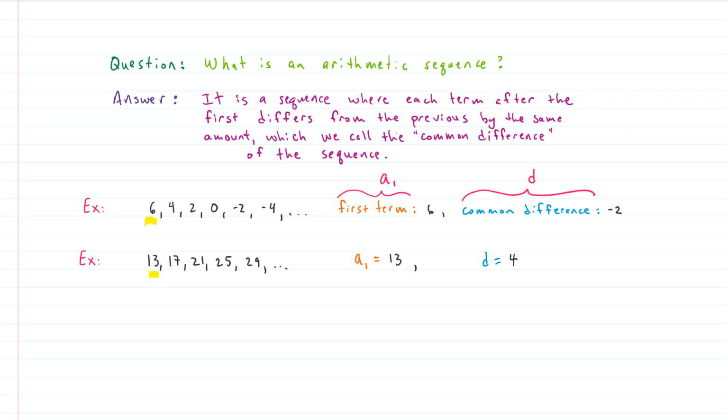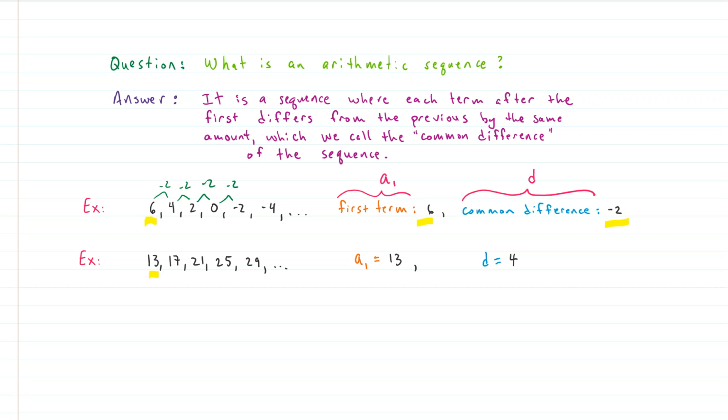So we can see this from here. 6 and 4, that's a difference of -2. 4 and 2, a difference of -2. 2 and 0, a difference of -2, and so on. 0 and -2, a difference of -2, and so on. So every term after that 6 is just the one previous minus 2. So we can see that the first term is 6, obviously, because we can just look at the sequence and tell that. But the common difference is -2.